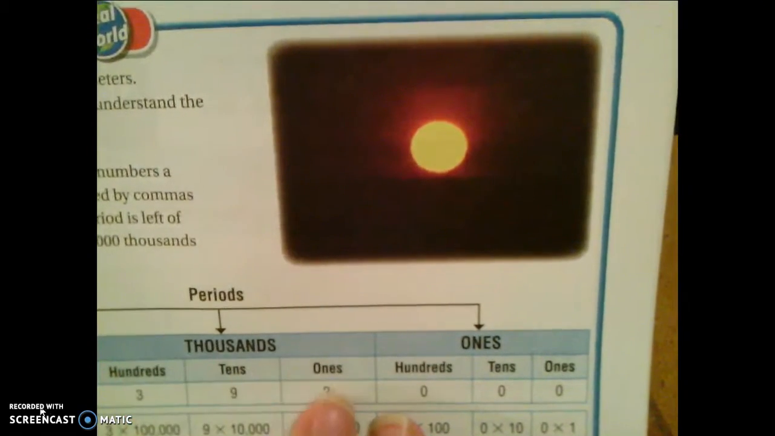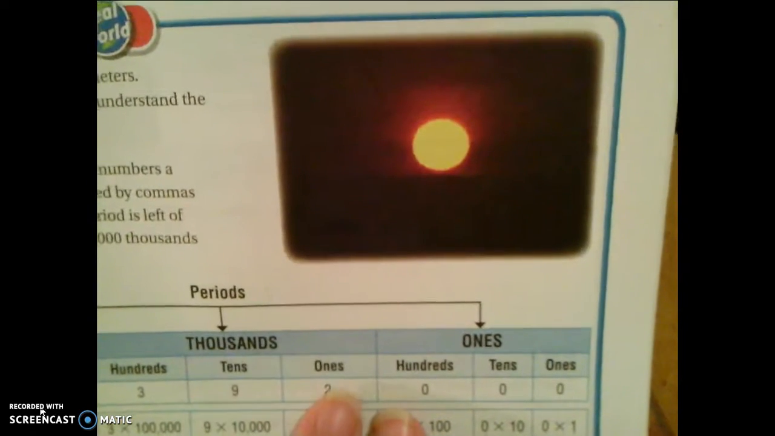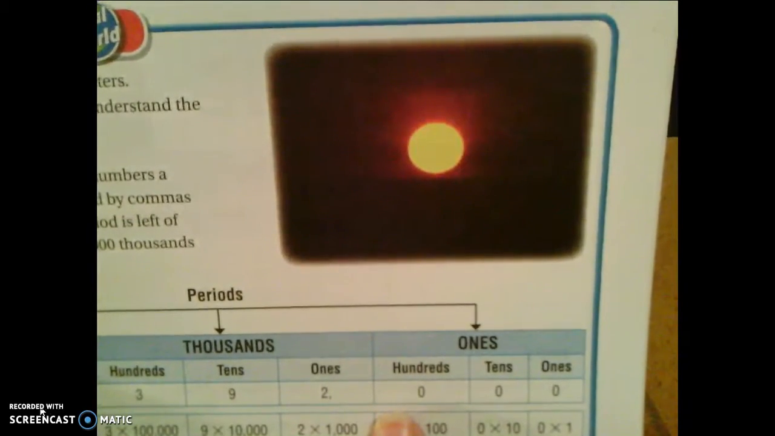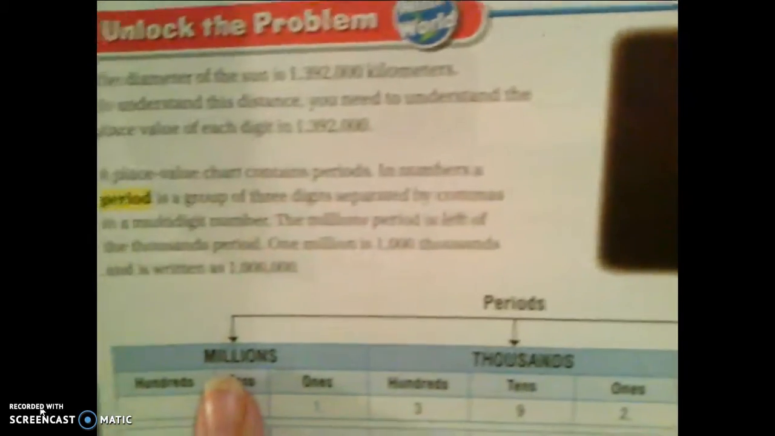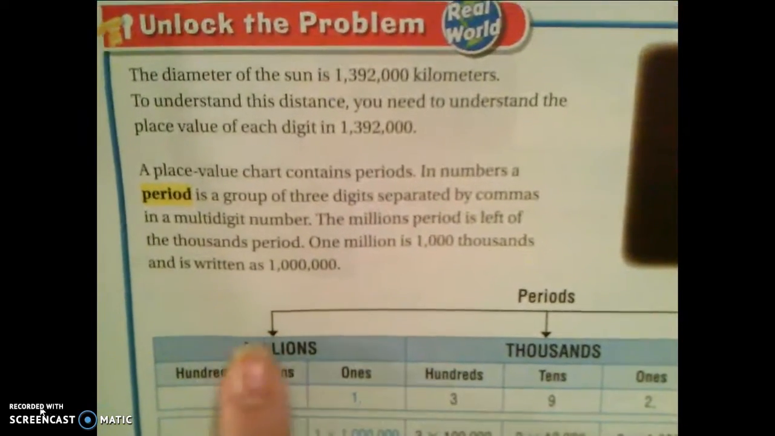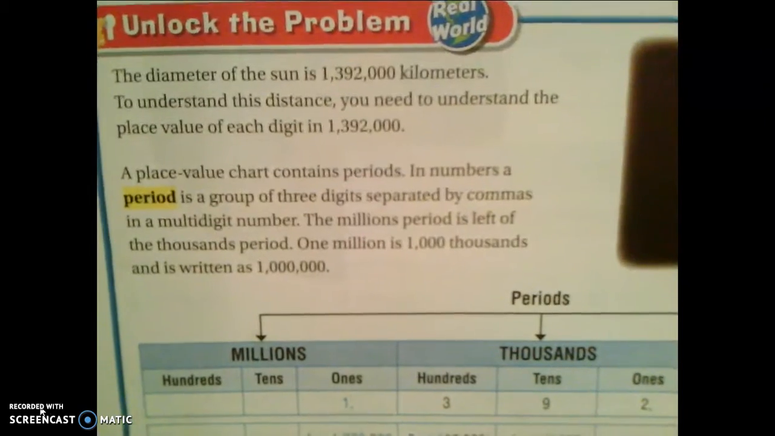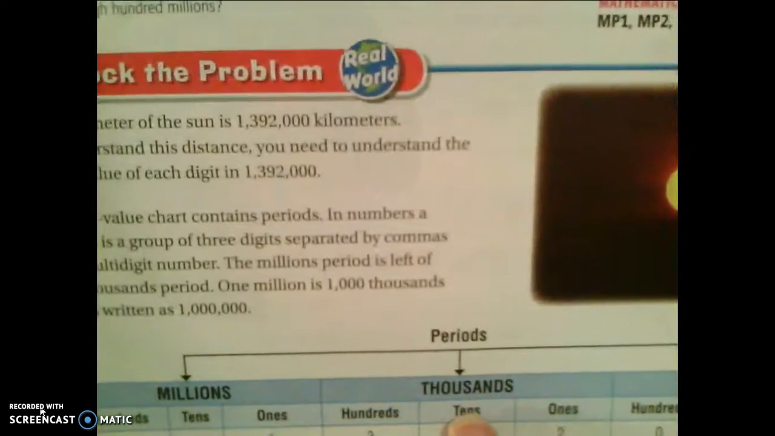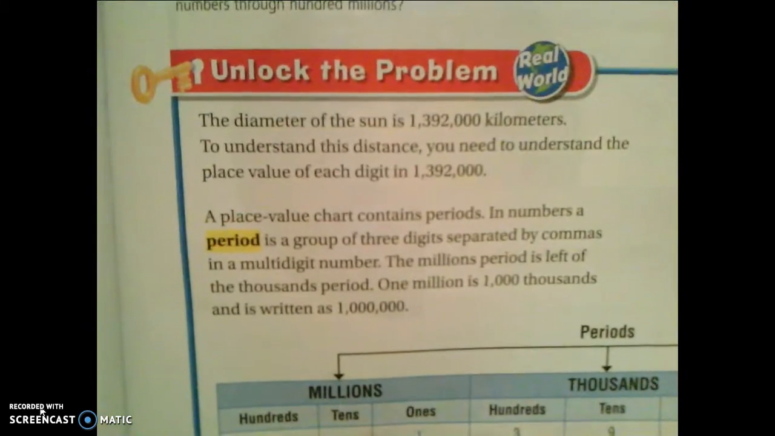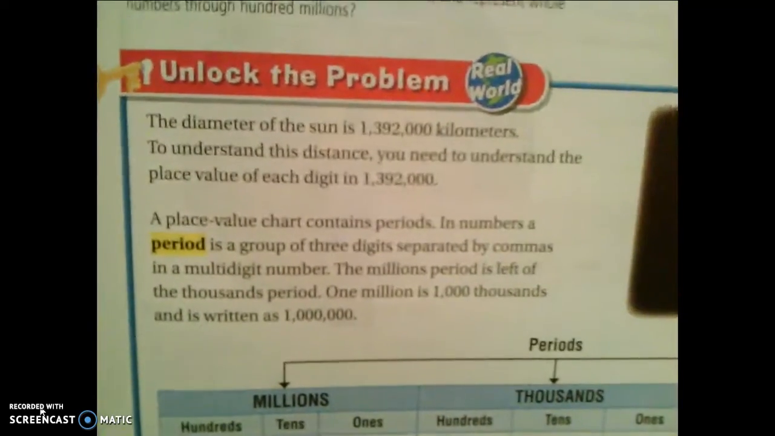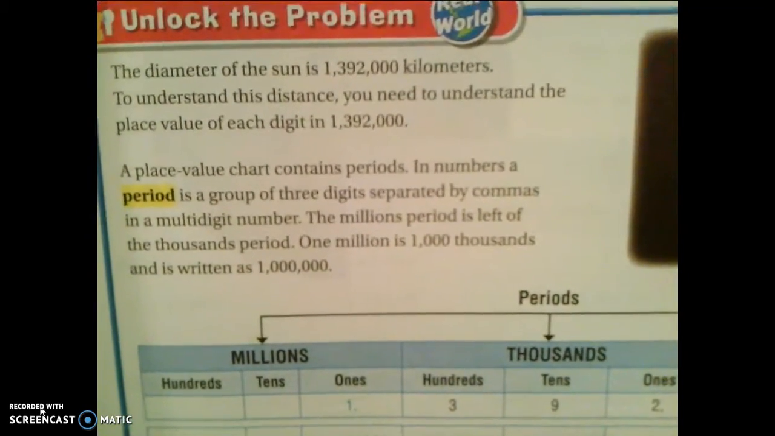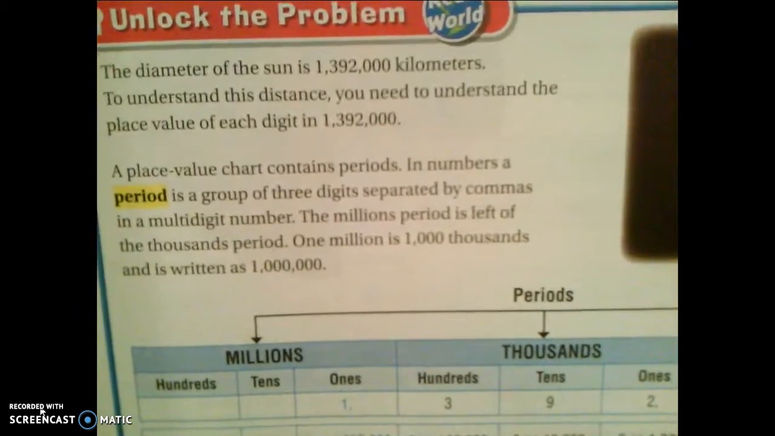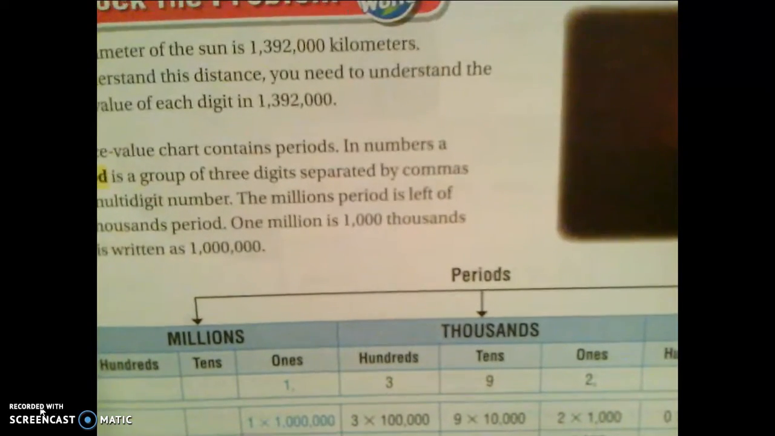Then we have thousands, 1,000, 10,000, 100,000s. That's a period because we have a comma. We have millions. 1 million, 10 million, 100 million. So the periods that we're dealing with today are the ones, the thousands, and the millions. And we're going to be looking at writing these in 3 different ways of naming them.